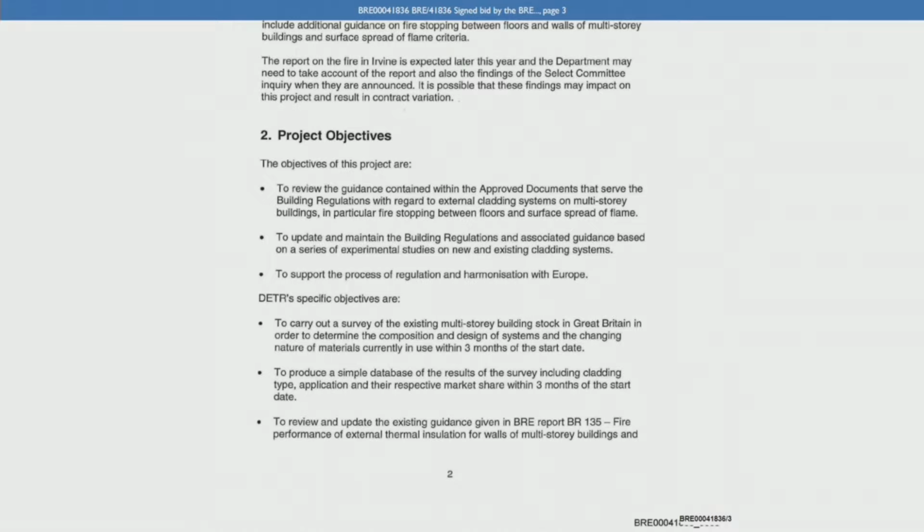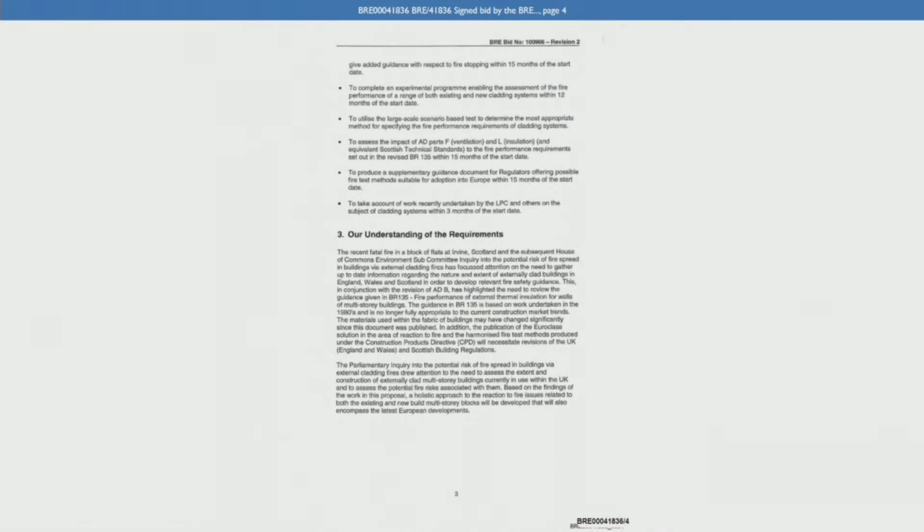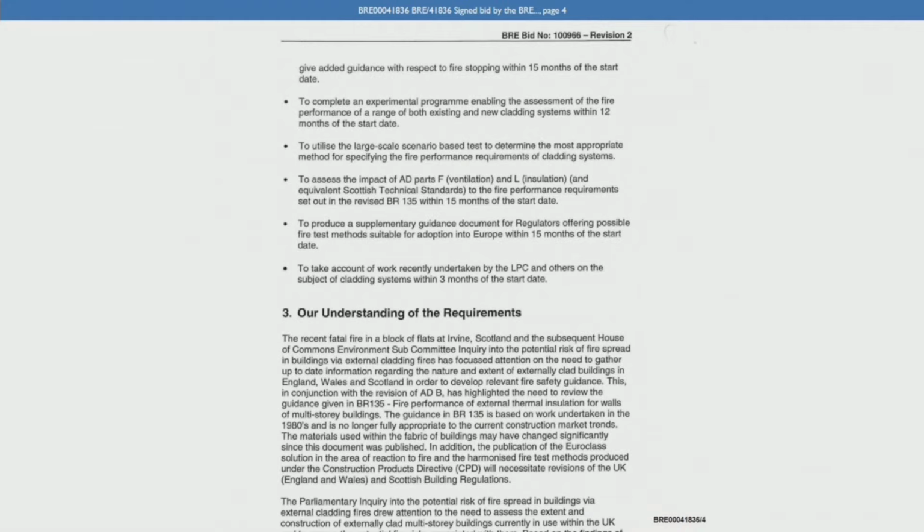And then over the page, to complete an experimental program, etc., to utilise large-scale scenario-based tests to determine the most appropriate method for specifying the fire performance requirements of cladding systems, and then other things as well, as you can see. Just on that last bullet point, I want to focus, but did all of those particular objectives listed in the bid document remain as objectives and unchanged through the life of the project?